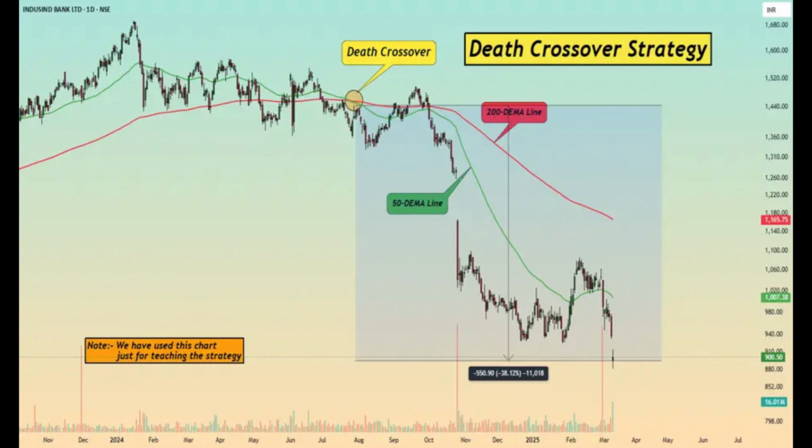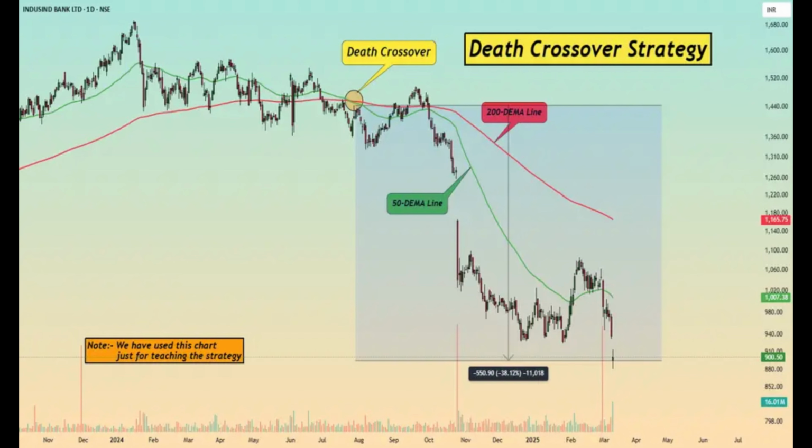Your stop loss should be placed just below the recent swing low or below the 20 EMA, whichever is closer. For your target, aim for at least a 1-to-2 risk-to-reward ratio. So if your stop loss is 20 points away, your target should be at least 40 points.